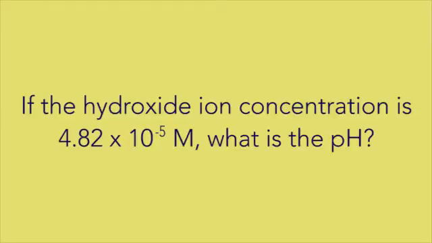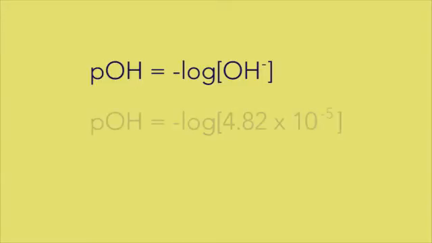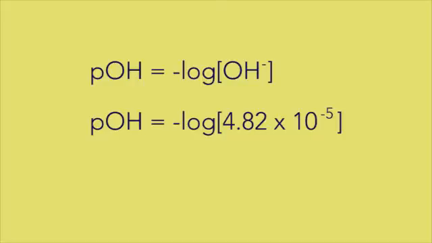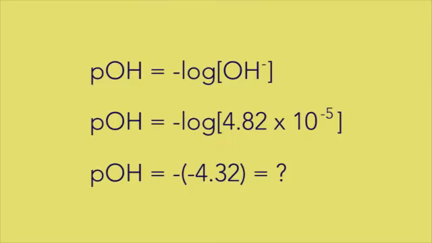Got it? Here's an example. If the hydroxide ion concentration is 4.82 times 10 to the negative 5 molar, what is the pH? Okay, let's start with our formula. Now let's plug the hydroxide concentration into the formula. Now back to the calculator. Press the log button and enter 4.82 times 10 to the negative 5. Remember, use the second EE button. Close your parentheses and press enter. The log of 4.82 times 10 to the negative 5 is negative 4.32. Okay, so the pOH is what? That's right, positive 4.32.